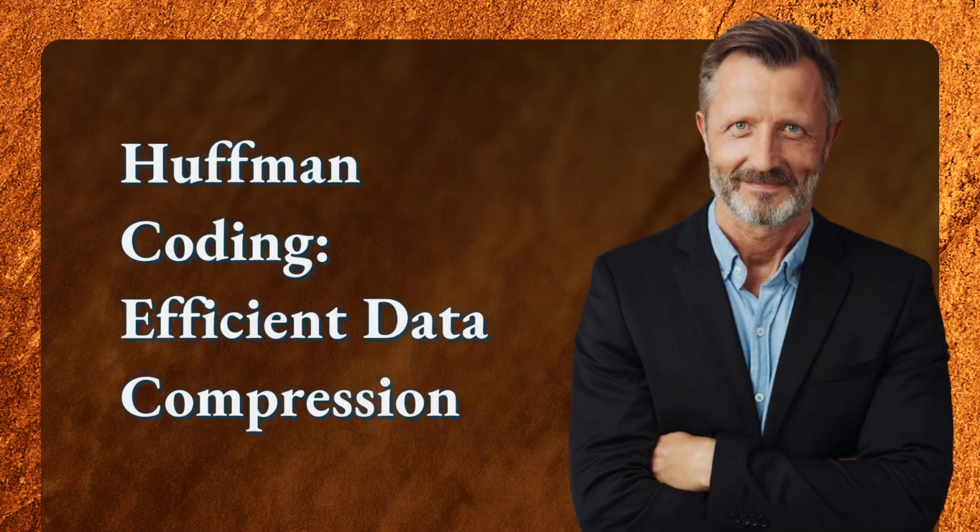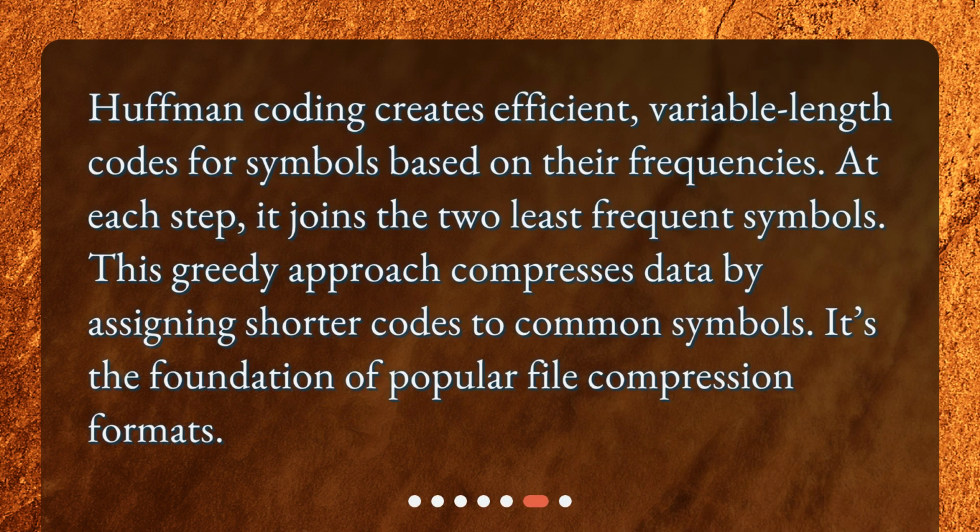Huffman Coding, efficient data compression. Huffman Coding creates efficient, variable-length codes for symbols based on their frequencies. At each step, it joins the 2 least frequent symbols. This greedy approach compresses data by assigning shorter codes to common symbols. It's the foundation of popular file compression formats.